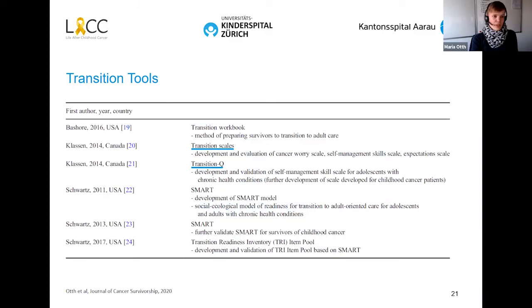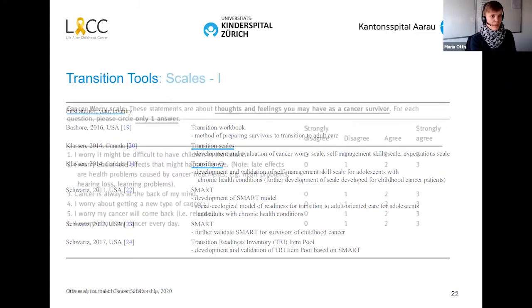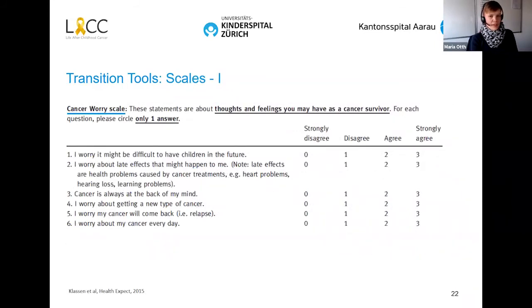There are different kinds of transition tools. Now I would only like to focus on three scales from Klassen et al. from Canada. The first of these scales is the Cancer Worry Scale. I will not go into detail, but as you can see, it's a short scale, just six questions with four answer options between strongly agree and strongly disagree. It really detects their fears about different things. Once this scale is completed, it can help to see where the fears are and what can be tackled, or, for example, whether psychological support is needed when it's not already existing.